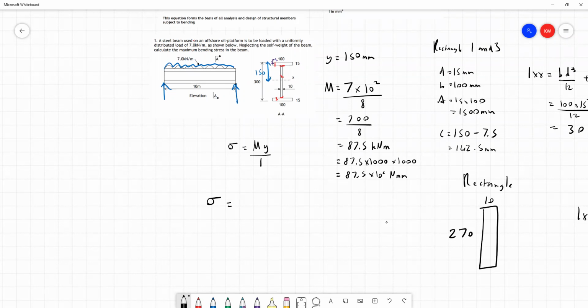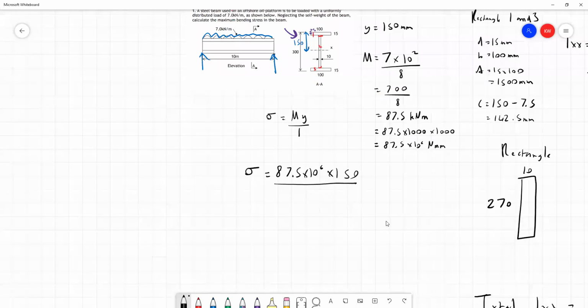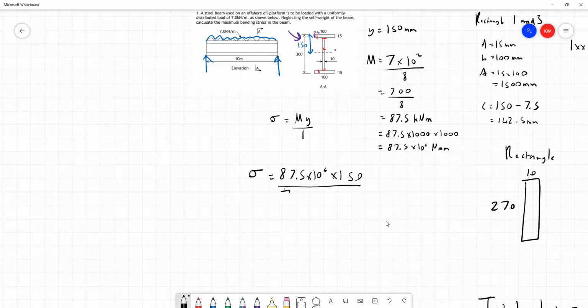And it gave us a value for m, which we converted into Newton millimeters of 87.5 times 10 to the 6. Our value for y, actually still marked on the diagram here, is this 150. It's the distance between the centroid and the top of the flange, or alternatively the centroid and the bottom of the bottom flange. So we have multiplied by 150 here. And then the whole thing is divided by our second moment of area about the axis we're considering, which is the XX axis. And that's 77.377 times 10 to the 6 millimeters to the power 4.